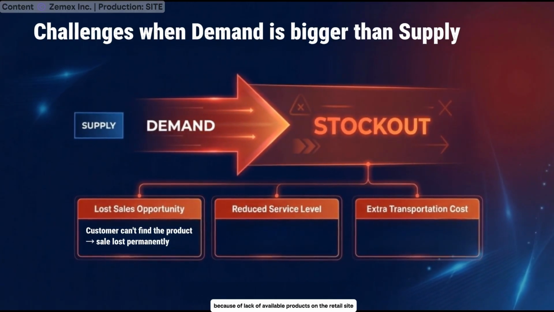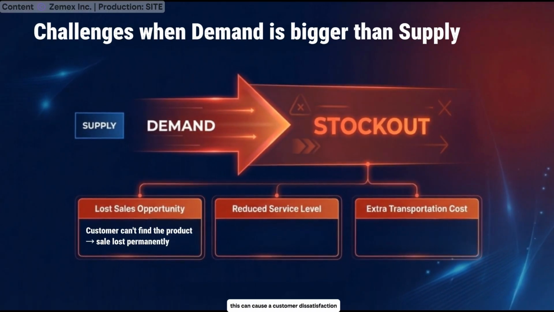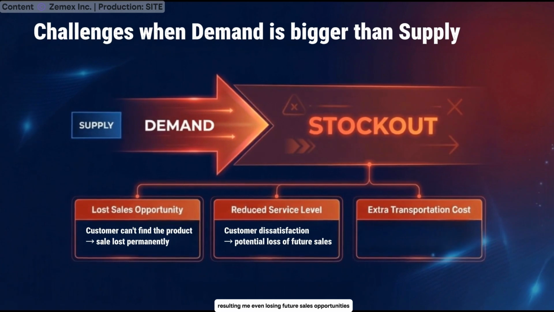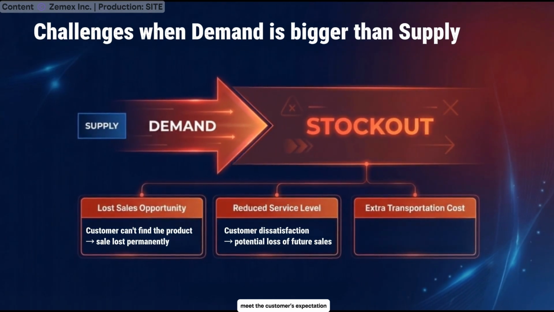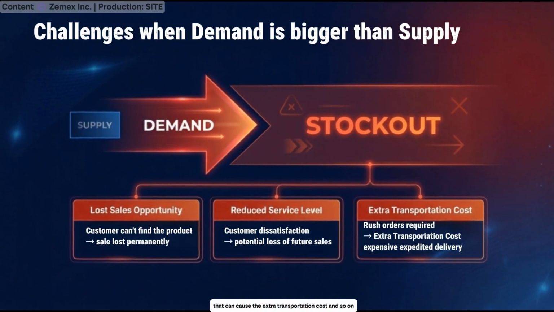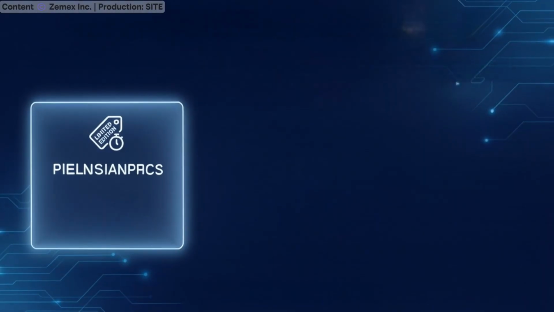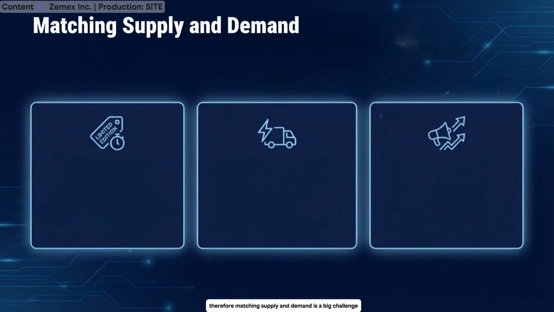Because of the lack of available products at the retail site, customers may not be able to buy what they want. This can cause customer dissatisfaction, even resulting in losing future sales opportunities because of a service level that cannot meet the customer's expectation. As a result, sometimes retailers may need to request a rush order that can cause extra transportation cost and so on. Therefore, matching supply and demand is a big challenge.